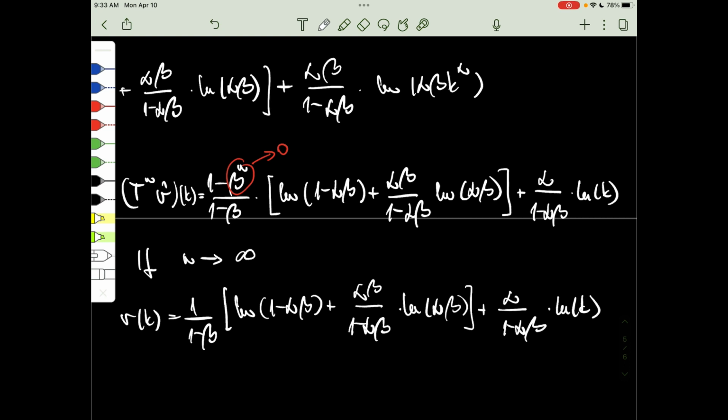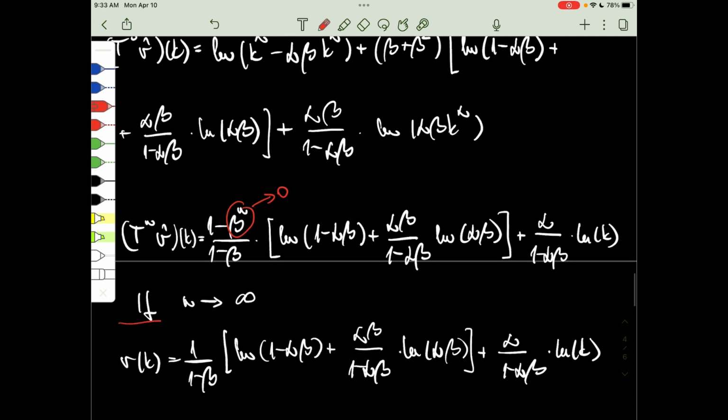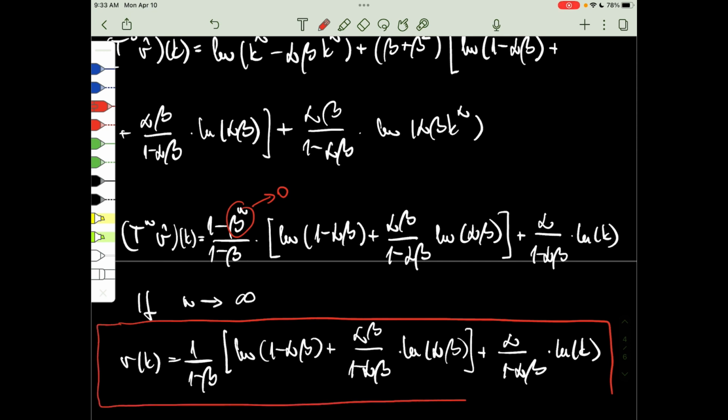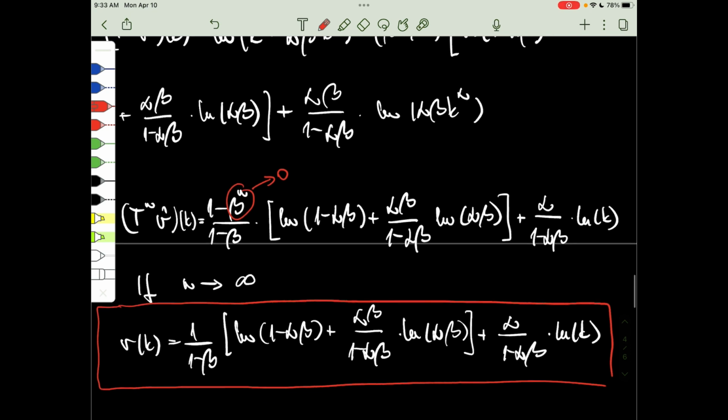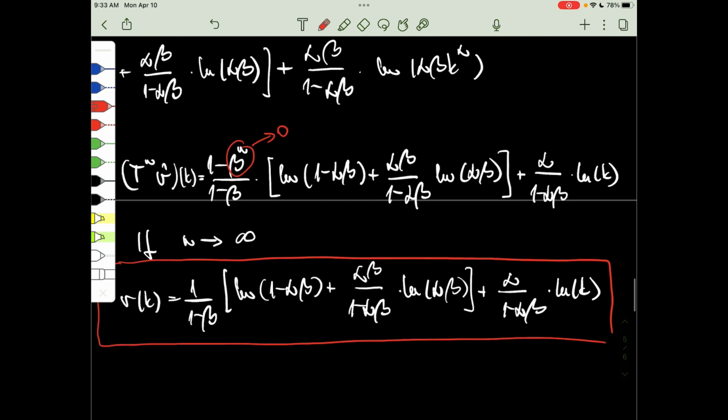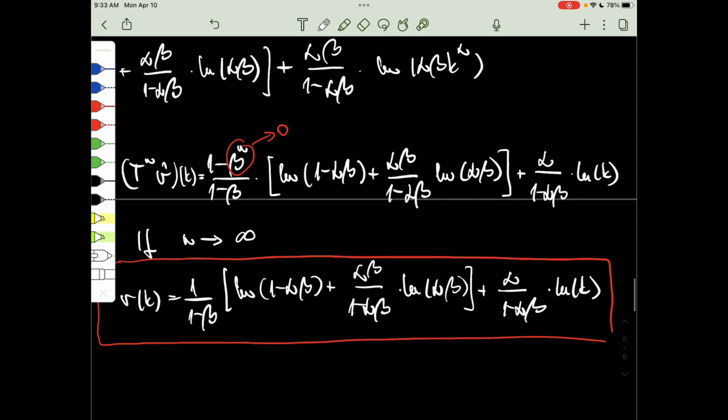And that's all. So by the repeated application of the operator of section 4.4, we get to this value function, and this is the fixed point of the operator for which this equation applies. That's all.